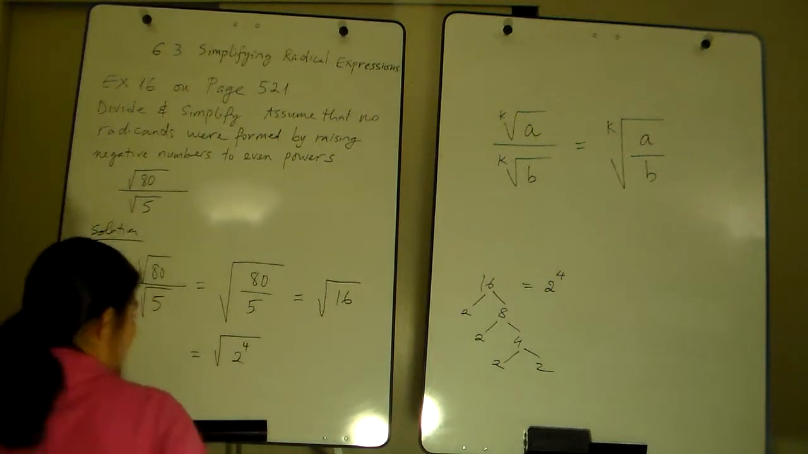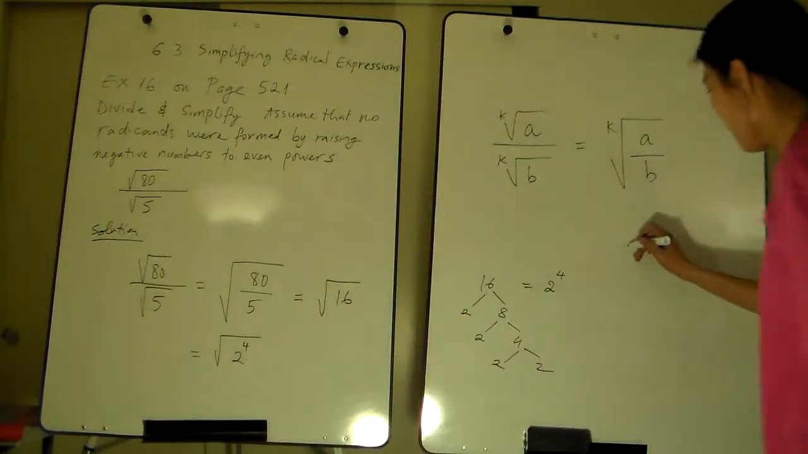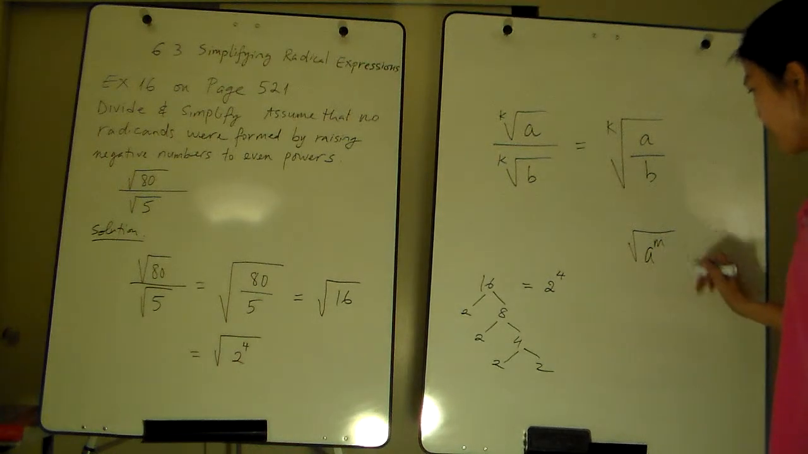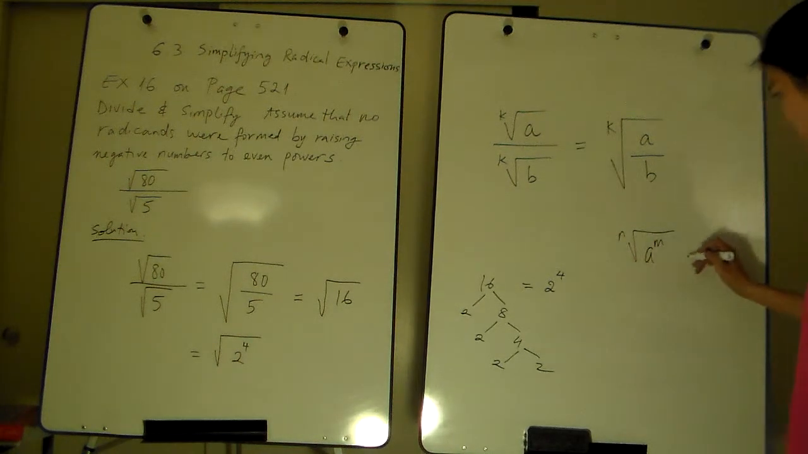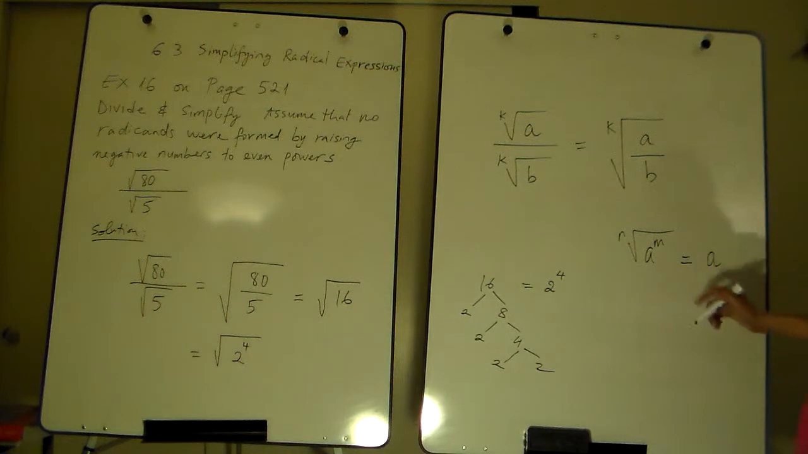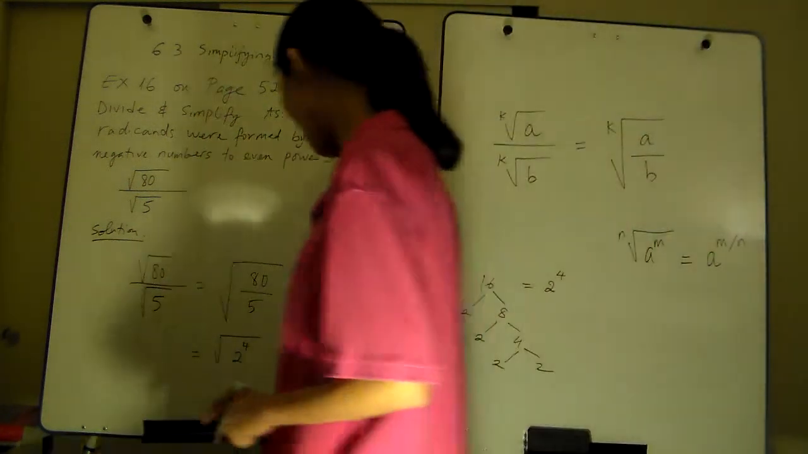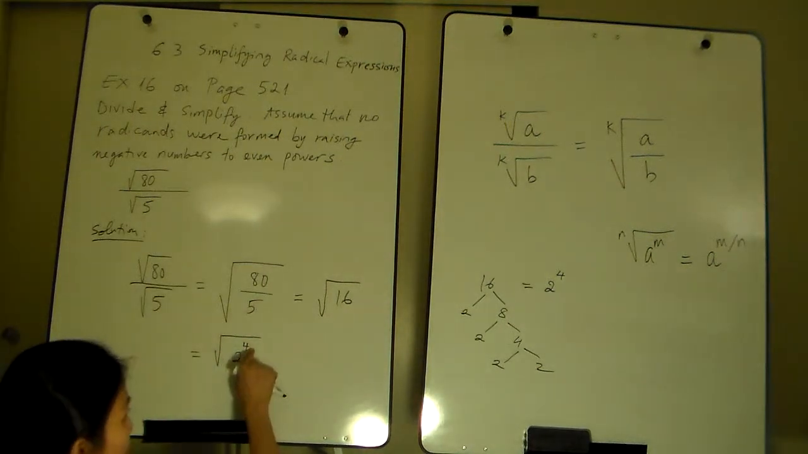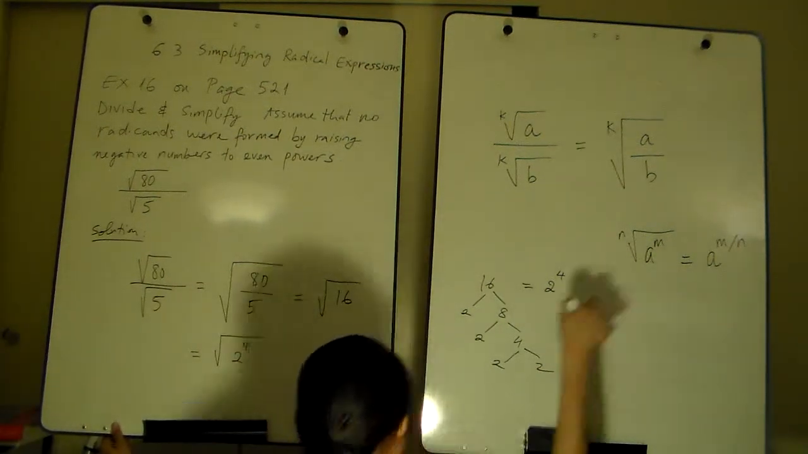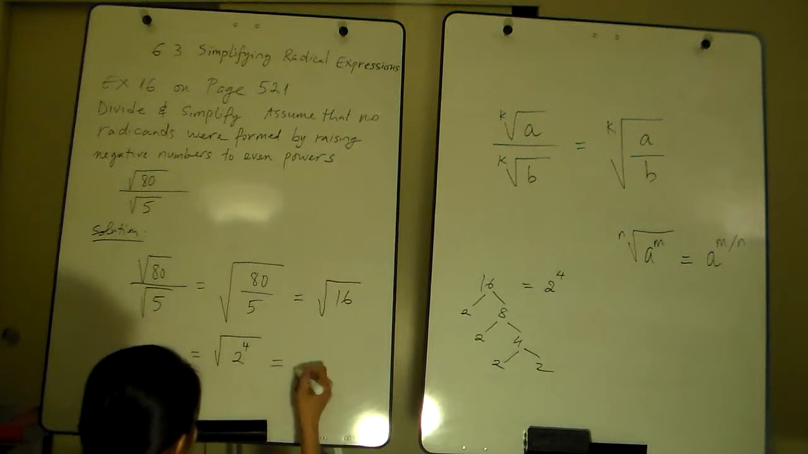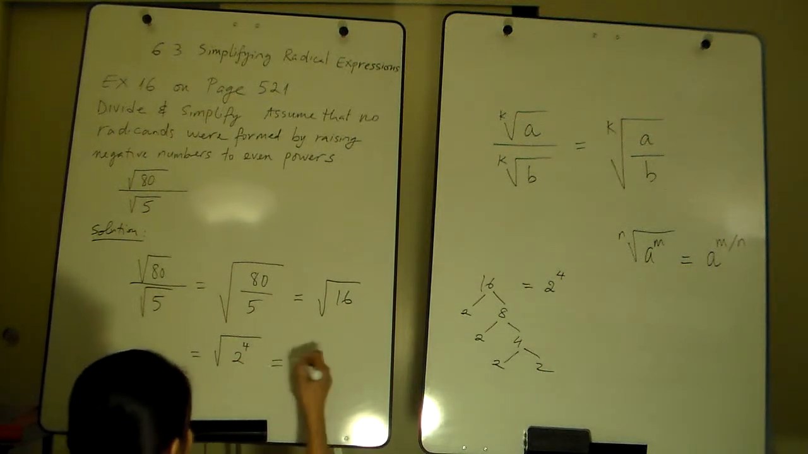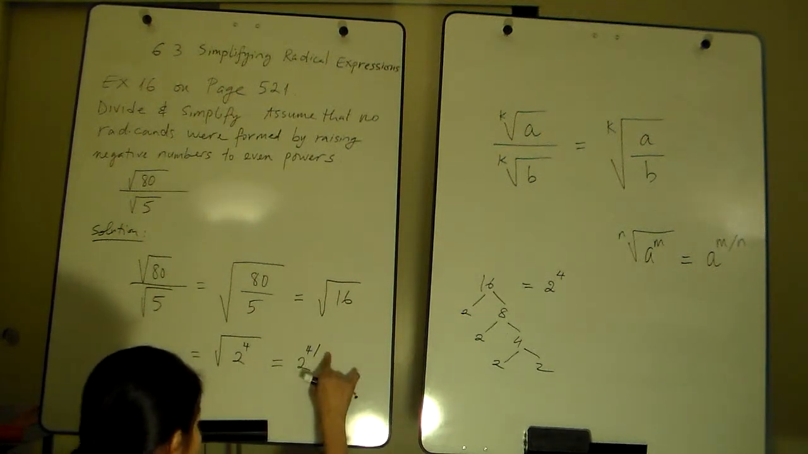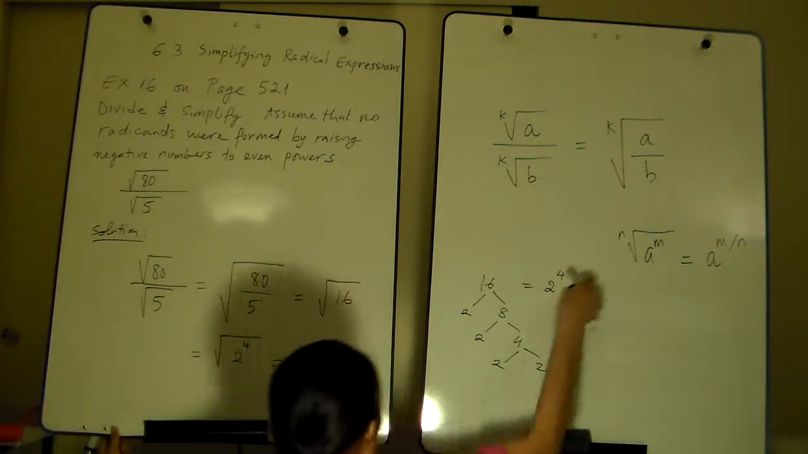Now, we learned this rule: the nth root of A raised to the n power, you can simplify this to A raised to n divided by n, okay? So I'm going to apply this rule that we learned earlier. So we have 2 raised to the 4th power, right? Which is A raised to the n power. You can rewrite this as 2 raised to 4 divided by the root index, right? Which is n right here.